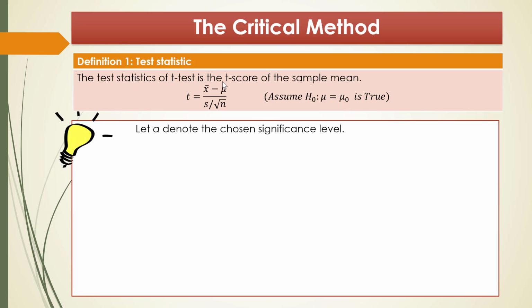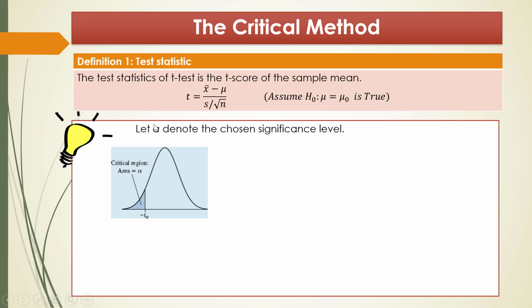The idea of the critical value method is just to find a critical value that separates the region of unusual values and the region of usual values. So let alpha denote the chosen significance level. The critical values and the critical regions depend on whether we have a left-tailed test, right-tailed test, or two-tailed test.